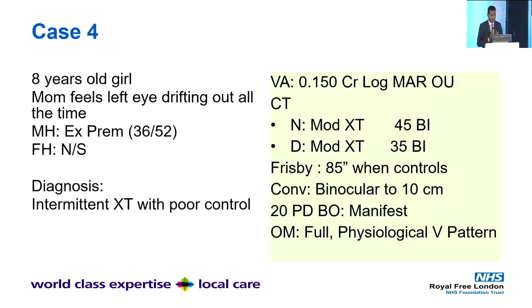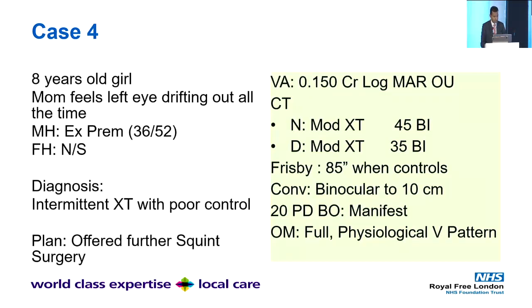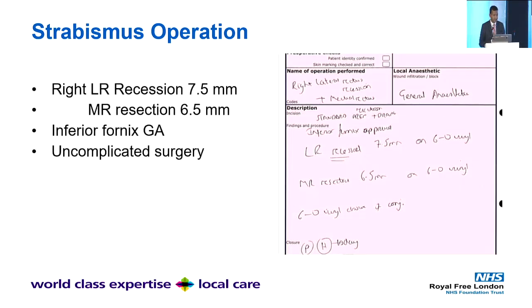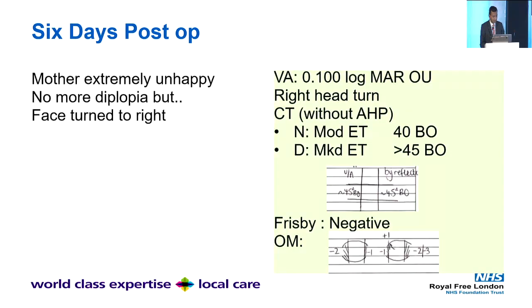Okay, this is my last case. I still have PTSD. This is an 8-year-old girl. It started off really nicely. 8-year-old girl, intermittent XT. I said, I know what to do here. She's decompensating. I'll do an operation. She'll be fine. Everybody will be happy. She's got good stereo. We did the operation. I did a recess resect, 7.5, 6.5, done with my fellow, no problem at all, uncomplicated surgery.